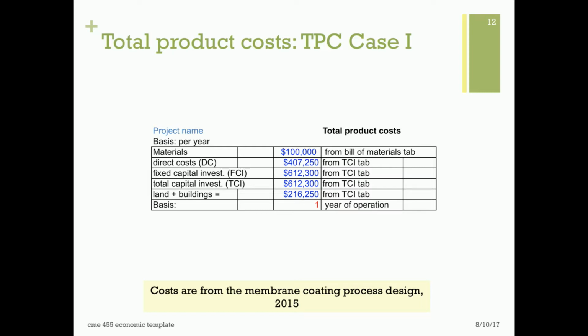So the total product costs page has, at the very top of it, I'll show that in a minute, items from other tabs. So it's got a material cost. It's got items from the total capital investment tab, and there would be direct cost, fixed capital investment, total capital investment, lands and buildings, etc. These happen to be from a membrane coating process designed in a prior class.